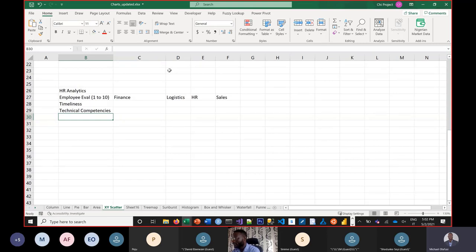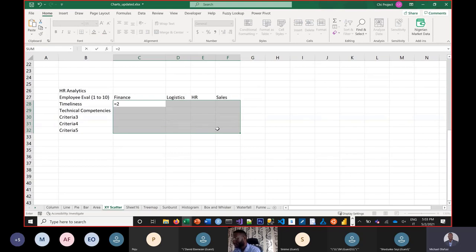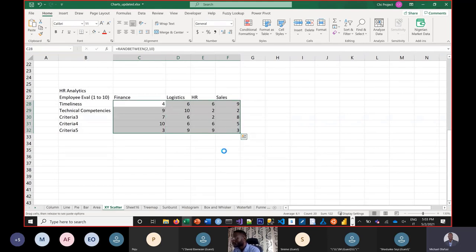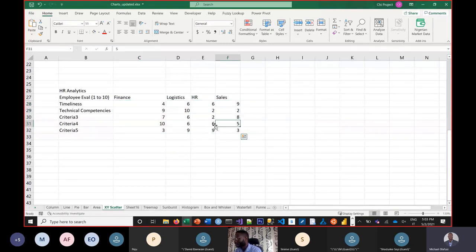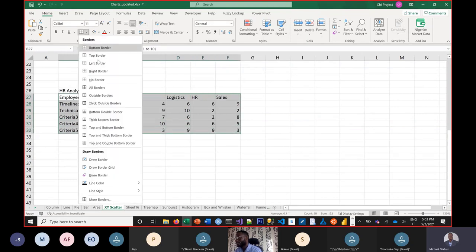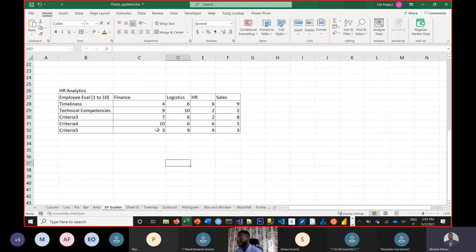Timeliness, technical competence, some soft skill, anyway, on some criteria 3. I'm racing against time, so let's just use a hand to fill the remaining. Okay, so you see this type of stuff, right? How are you going to do this?